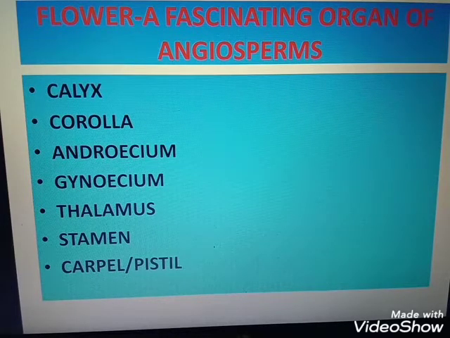The next question is: what is the site of microsporogenesis? That means where the microsporogenesis process occurs. The microsporangium or pollen sac of the anther is the site of microsporogenesis.